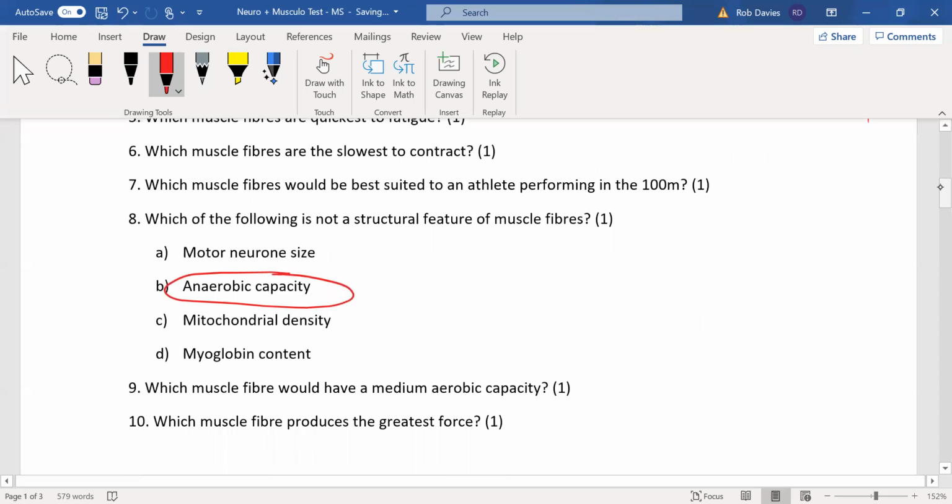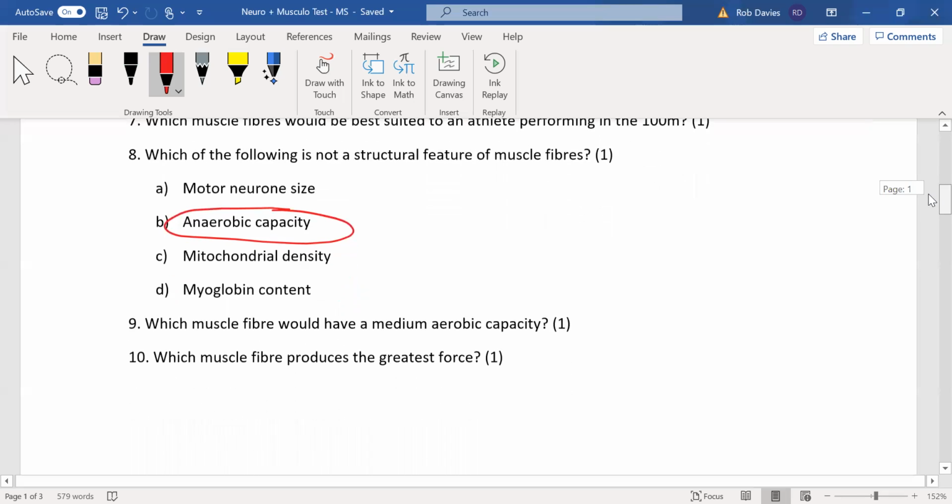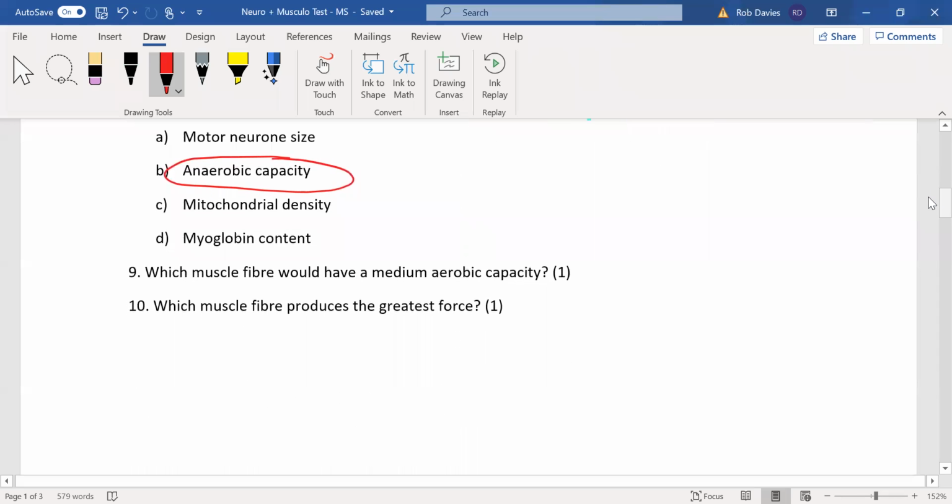So what must it be? That's functional. So that's one of the functional characteristics. Number 9, which muscle fiber would have a medium aerobic capacity? And that is type 2A. And number 10, which muscle fiber produces the greatest force? And that is type 2X.